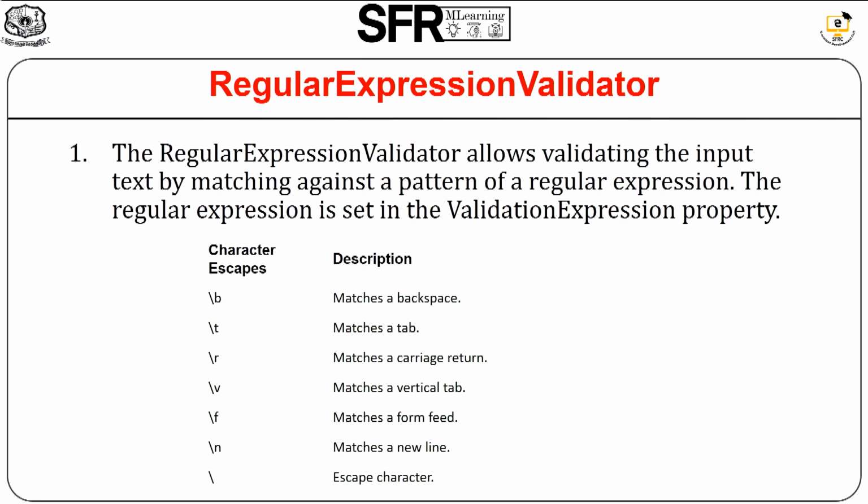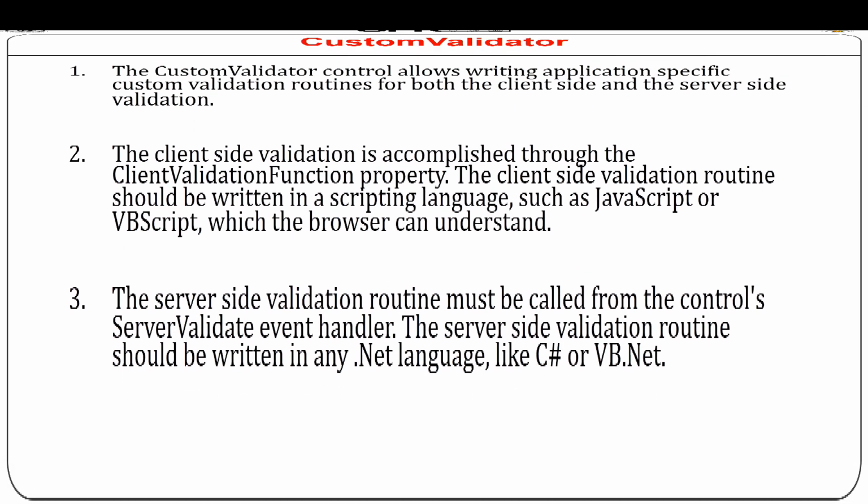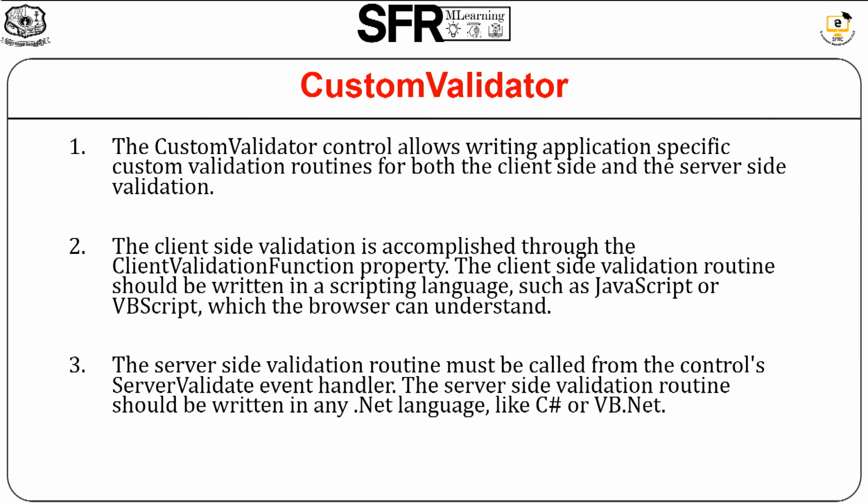Next, we are going to discuss client side validation. The client side validation is accomplished through the ClientValidationFunction property. The client side validation routine should be written in a scripting language such as JavaScript or VBScript. We can use two scripting languages to write the script for the client side validation, JavaScript and VBScript. Both of these scripting languages can be used to write the custom validator control for the client side machines.